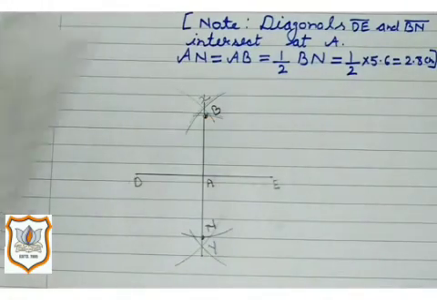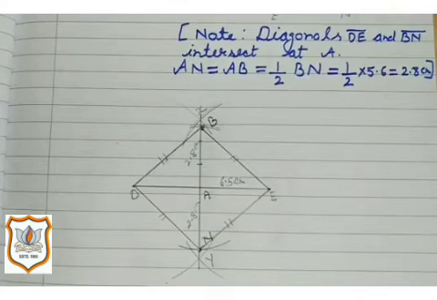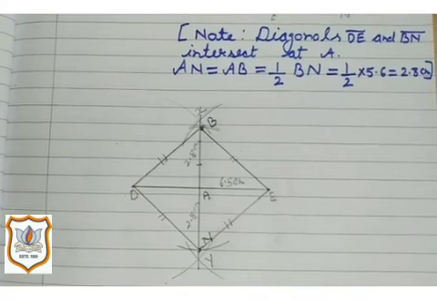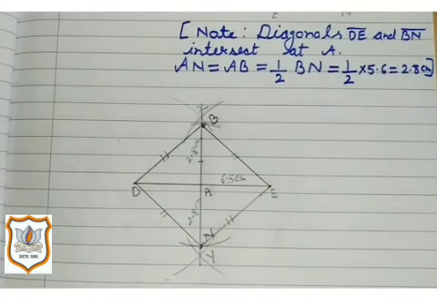Now we will join. Students, this is our required quadrilateral and this is rhombus because the length of all four sides of this quadrilateral are equal. Students, you have to write the steps of construction of this quadrilateral by yourself.